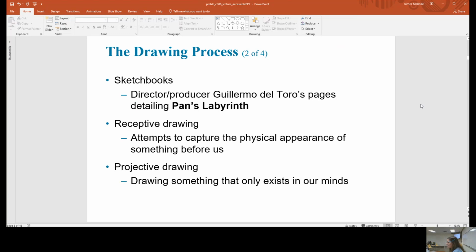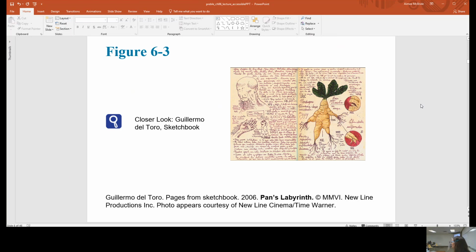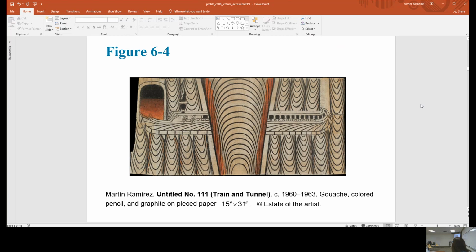Projective drawings are drawing things that only exist in your brain. So these characters are characters that only exist in Guillermo del Toro's mind. Untitled number 111 is something that only existed in Martin Ramirez's brain, which, by the way, his drawings are really, really collectible all of a sudden. It's like just this last year. And now everyone's wanting to buy them up, which is weird.